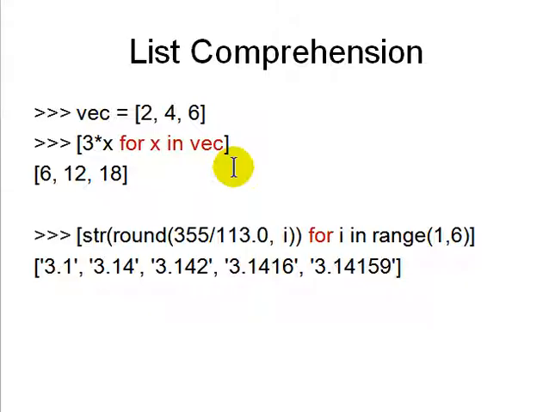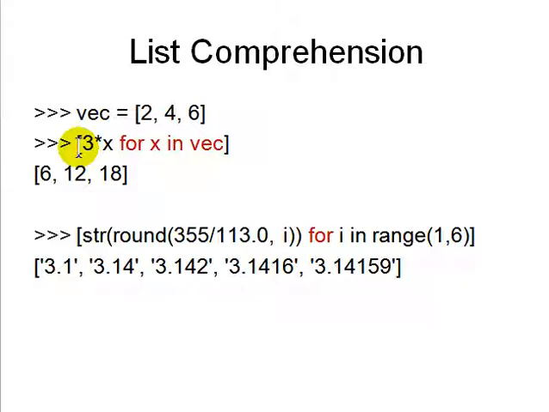And let's see what is another feature of Python, which is called list comprehension. Suppose you want a vector list, you can define a list using a function. So for x in vector, x in 2, 4, 6, you're saying this is a list of this lambda function, 3 into x. So 3 into 2, 3 into 4, 3 into 6. So you get this list. This is how you write list comprehension.